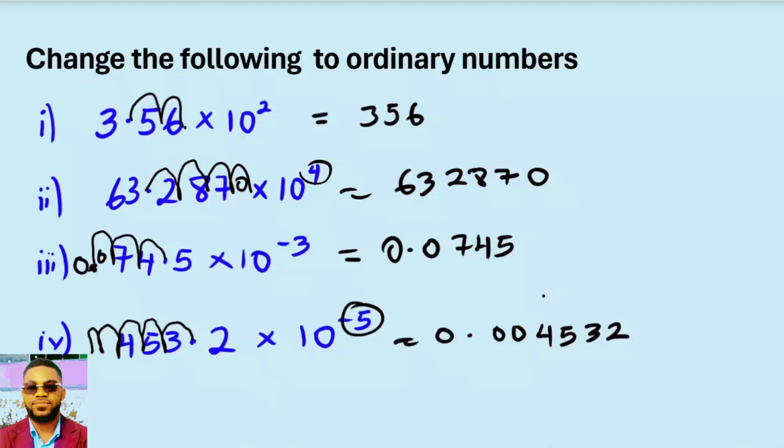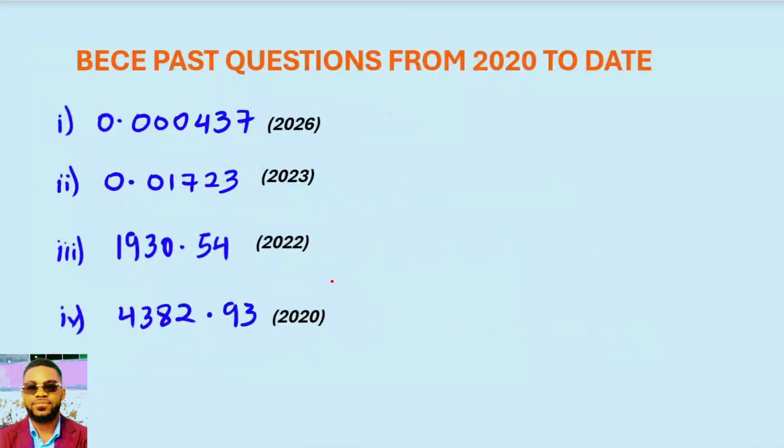Now let's take the past questions from 2022 to 2026. We are going to write them in standard form. The years have been indicated. I hope you can even answer the questions, but let me get them right here. So let's move on. So we have 0.000437. Here we have to move to the right. So let's move. We're going to get 1, 2, 3, 4. So the point should be here.